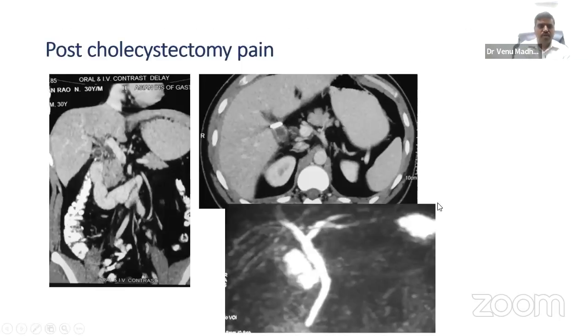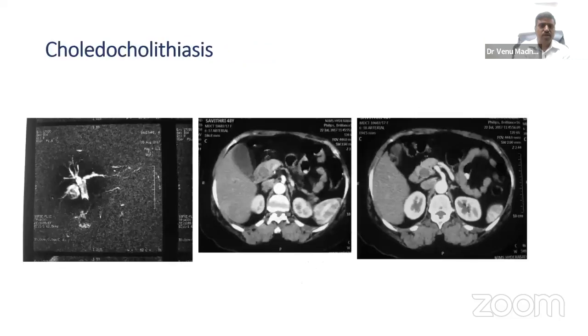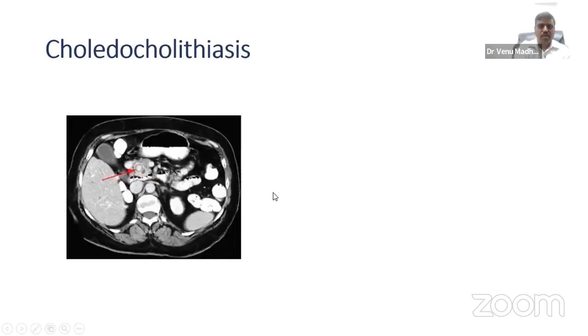CT can also be used to evaluate post-cholecystectomy pain. You can see a retained gallbladder in a partial cholecystectomy causing pain. Choledocholithiasis: on CT scan, most of the stones are radiolucent. So in this case, as you see, this is a radiolucent stone stuck in the distal CBD. Some radiopaque stones can be seen. You can see a crescent sign, usually on the dependent portion, and the dilated CBD, and some pericholedochal inflammation.